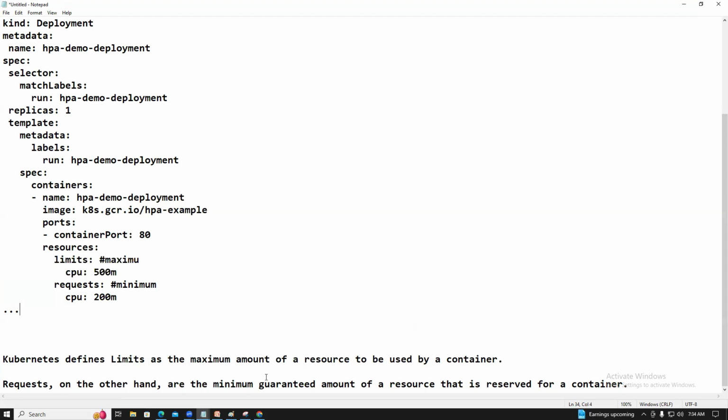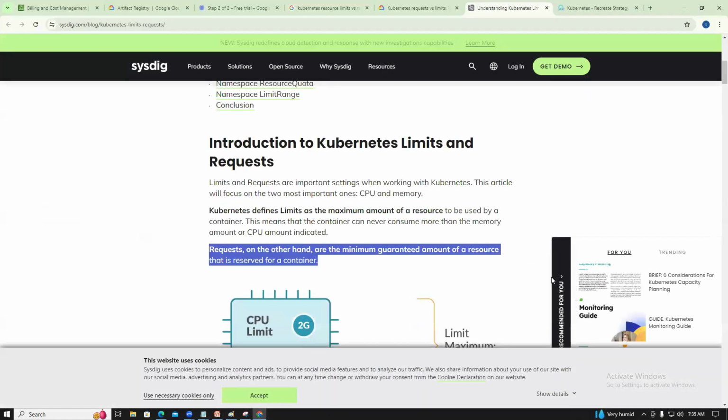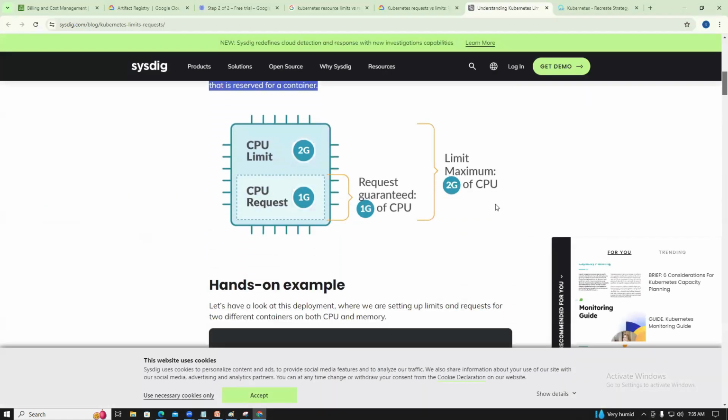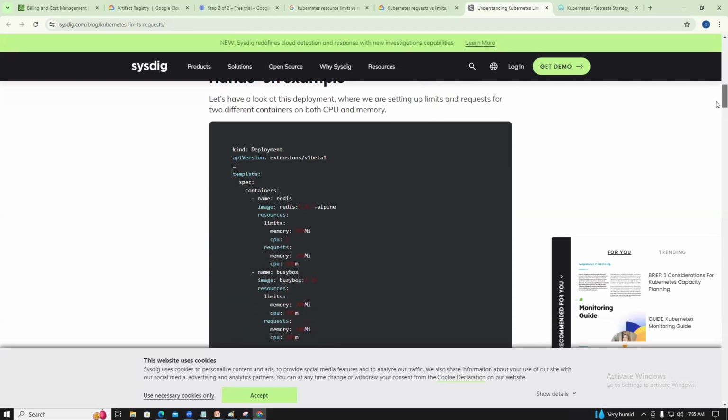Kubernetes defines limits as the maximum amount of the resource to be used by the container. A request, on the other hand, is the minimum guaranteed amount of the resources reserved for a container. For a container, the minimum is 200 and the maximum is 500 M. Understood, guys? So that is the CPU limit and request. Request is 1 GB and the limit is 2 GB. Guys, understood?